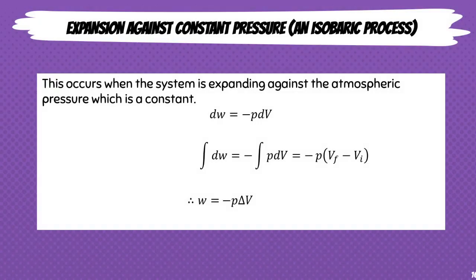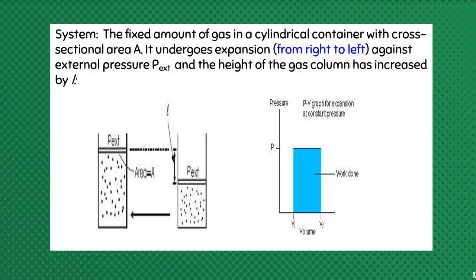Right. So the first process that we're going to talk about is an isobaric process. Iso means the same, bar means the pressure, so you're looking at a constant pressure. So we've seen this, work equals minus P delta V. Here we have a case in which you have an expansion, a fixed amount of gas in a cylinder container, and the cross section of the cylinder is A. It undergoes expansion, and the height of the gas column has increased by L.